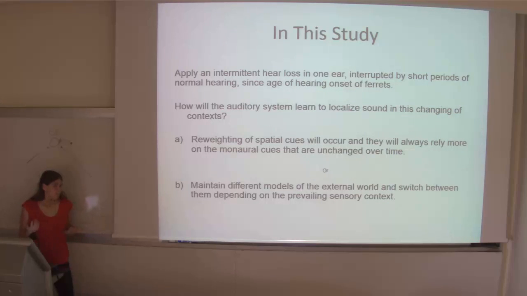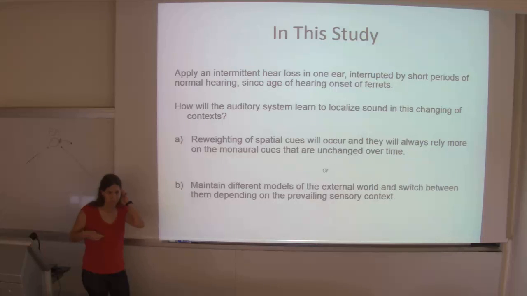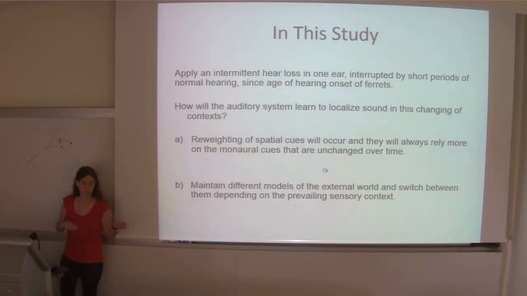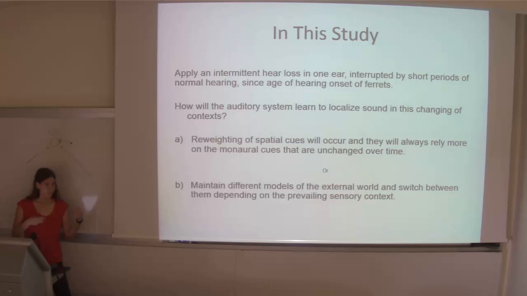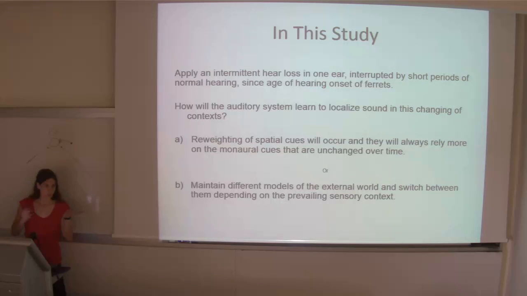So the question is, what will happen in that case? How will the auditory system learn to adapt and localize sound? They assume there will be some kind of adaptation, that they will learn to use the monaural cues much more than the binaural cues. But what will happen afterwards when we take the plug off and let them hear with both ears? Will they still use the monaural cues that are stable, that they learn to count on, or will they in some way learn to acquire different models of the environment, one for each context, and switch between them?